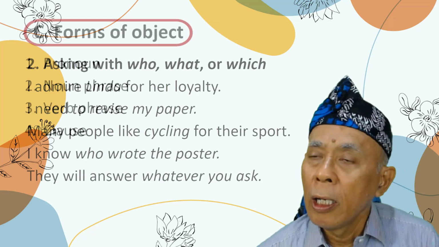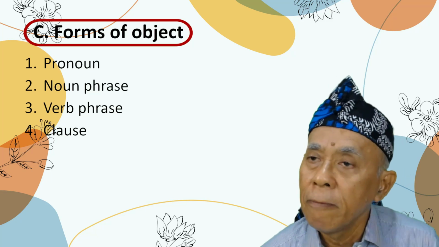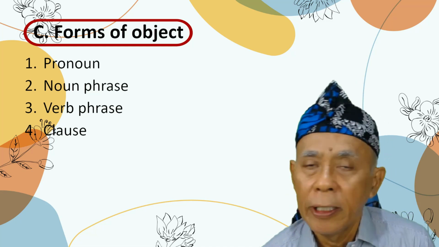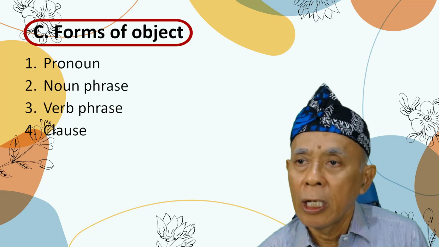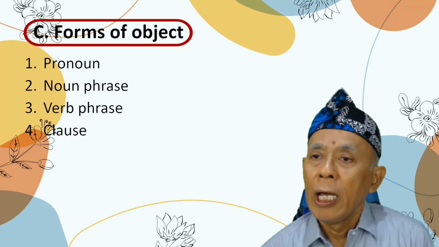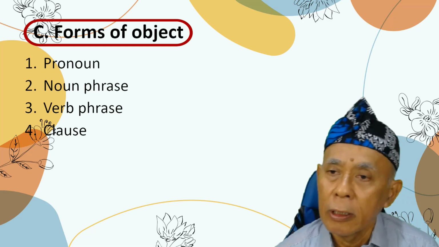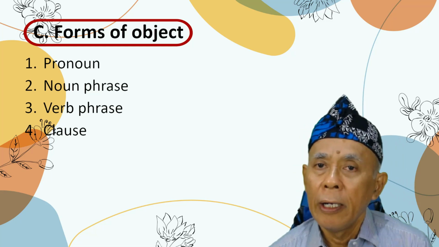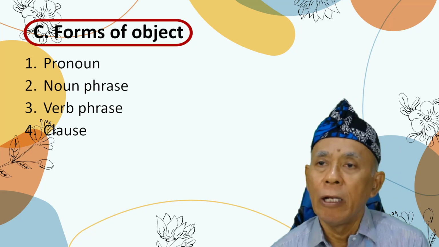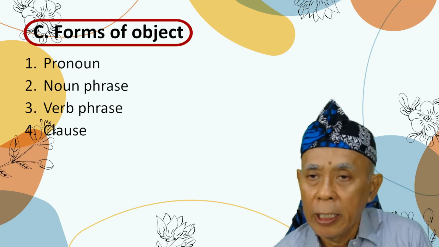Well, to repeat once again, these are the four forms of object. The first is a pronoun, and the second is a noun phrase. I need to give a comment on the noun phrase here. A noun phrase is not just a common noun, but we also have a proper noun, a noun which starts with a capital letter. And then we have a verb phrase in which we have to infinitive and gerund. And then we have a clause: a that clause, a WH word clause, a WH word to infinitive, and a whether clause. Well, that's all our discussion about the direct object in English.